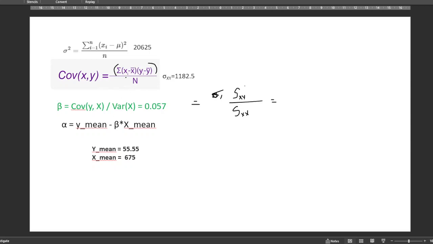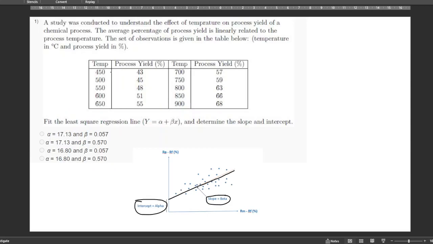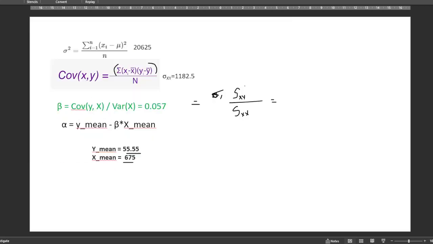For that, first we need to know the mean. X bar is the mean of x, which is 675. I have already calculated it from the given data. X bar is 675 and y bar is 55.55. You just have to plug in each and every value from the given data and find the covariance value. The covariance value I found is 118.